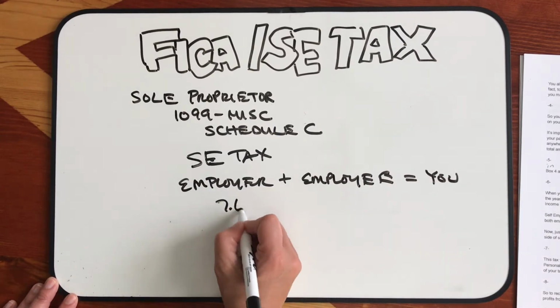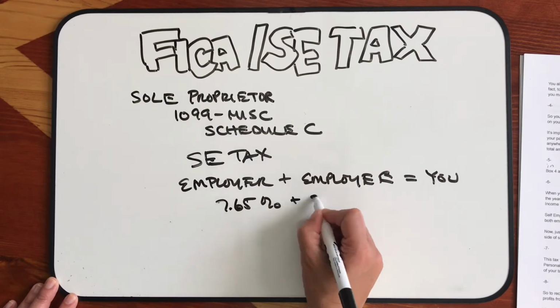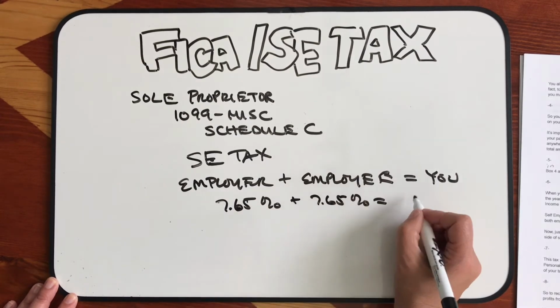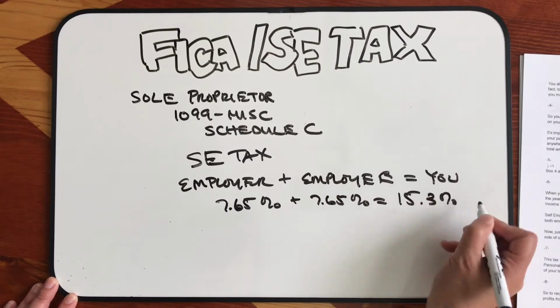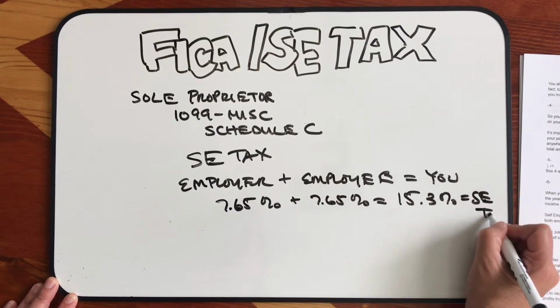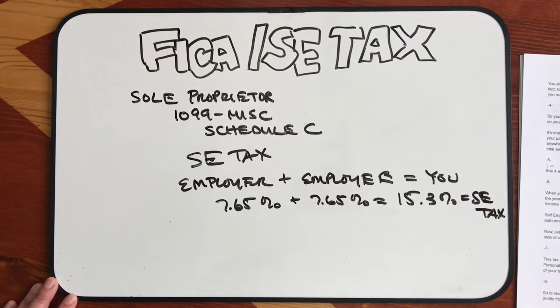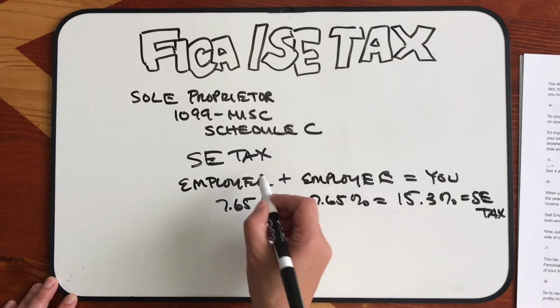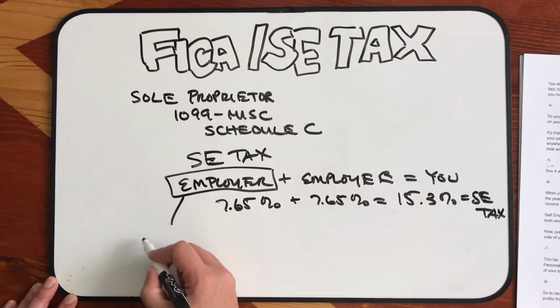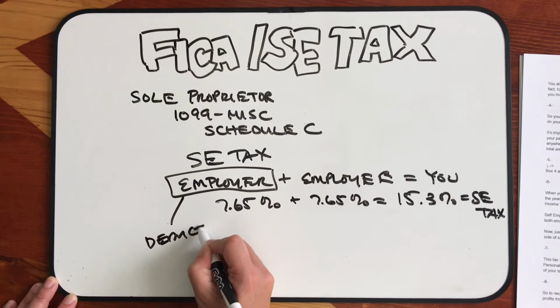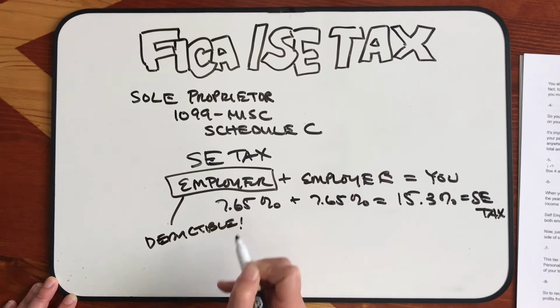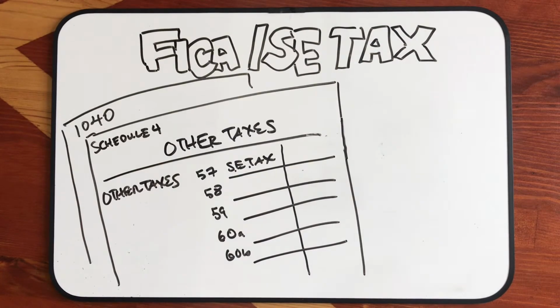So you pay 7.65% plus 7.65%, equal to 15.3% of your business income. Now, just like it's deductible to your employer when you receive wages from them, the employer's side of the self-employment tax is also deductible to you. This tax you will see on your April 15th Form 1040 at the end of the year.